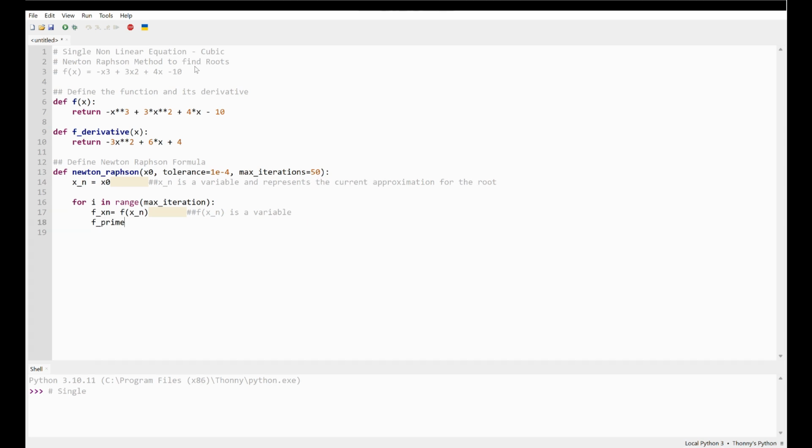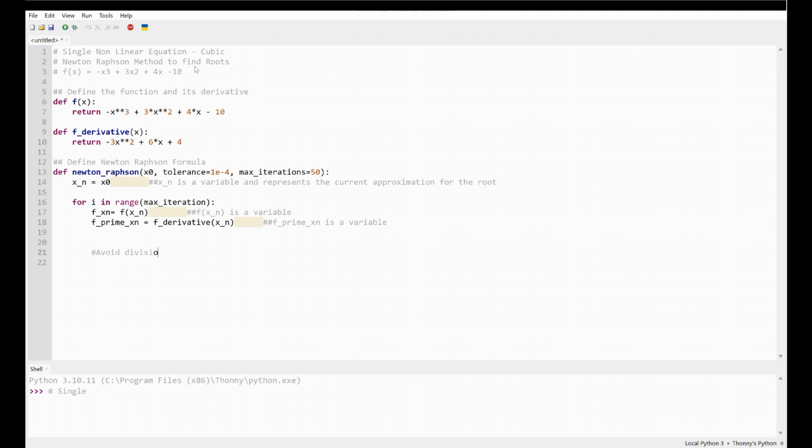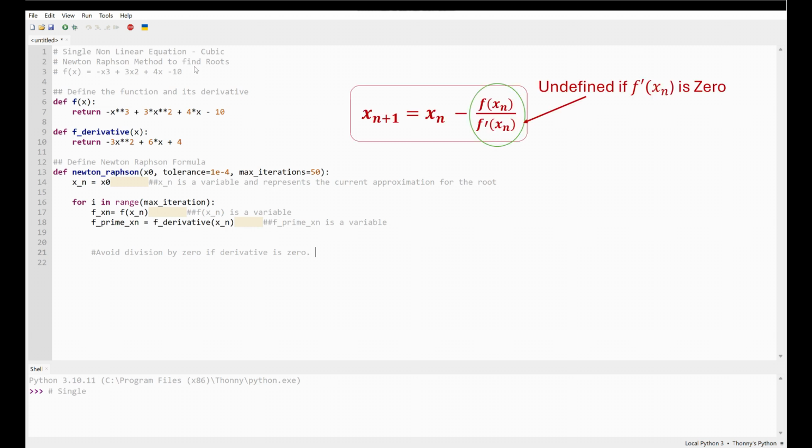Similarly, I will write the derivative, which is f prime underscore xn, and f underscore derivative within brackets x underscore n. So that's the value of the derivative at point x underscore n. Now it may happen that the f prime can be 0. It can happen as well. And in that case the Newton Raphson method will not work because the second term will be undefined. The second term in the Newton Raphson formula will be undefined. So I will include a couple of lines here to check against that, so that the code terminates without crashing if the f prime is 0.